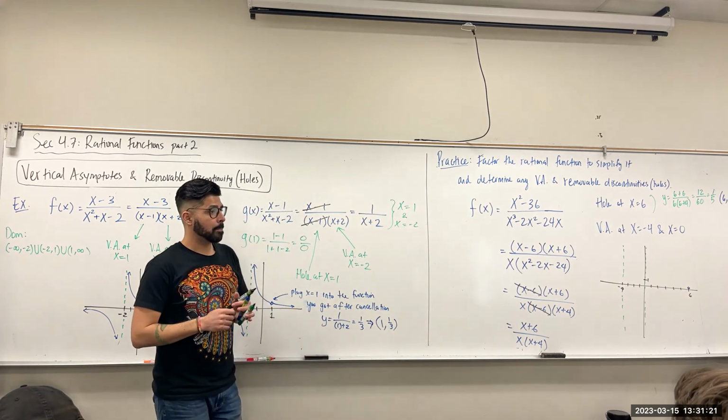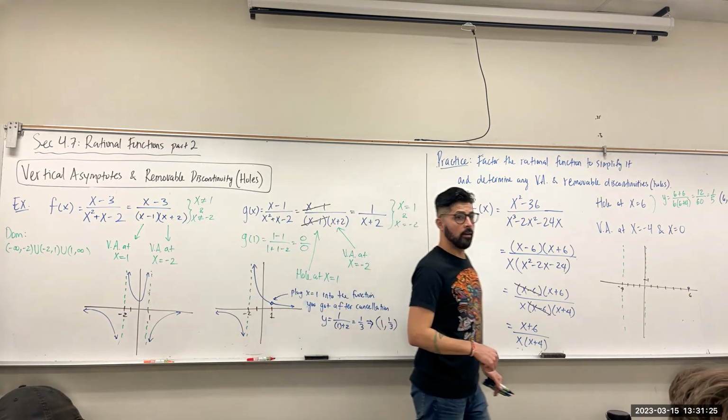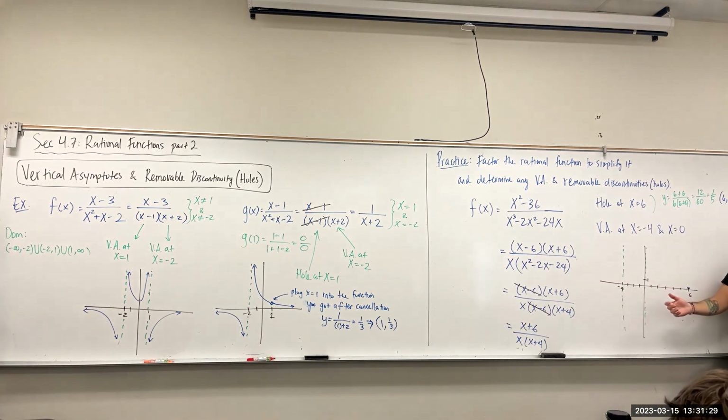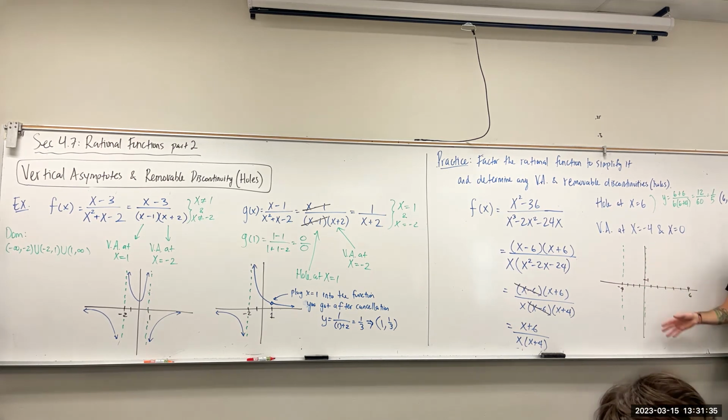Is this the end of the rational function? No, this is half of it. We need to know where you're going to cross the x-axis, the x-intercepts, and where you have a y-intercept, if you have one. Okay?